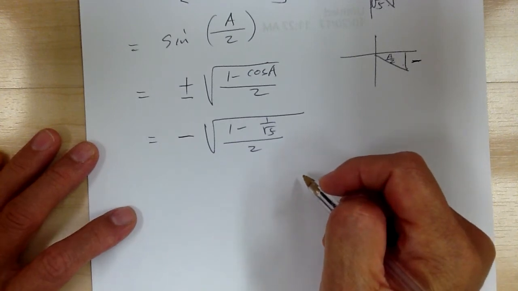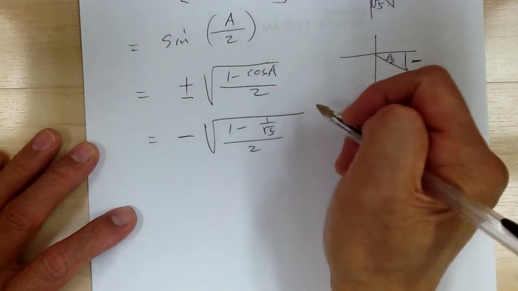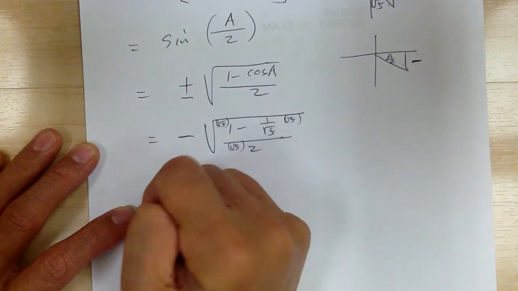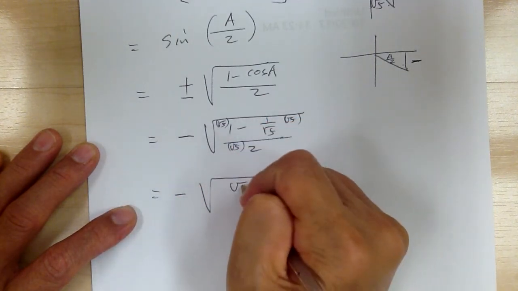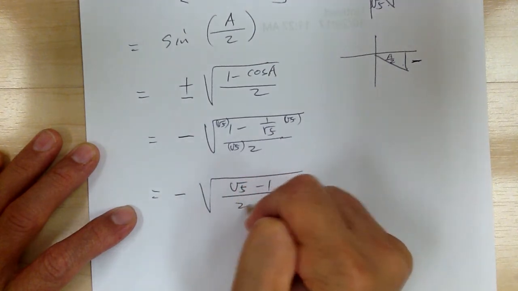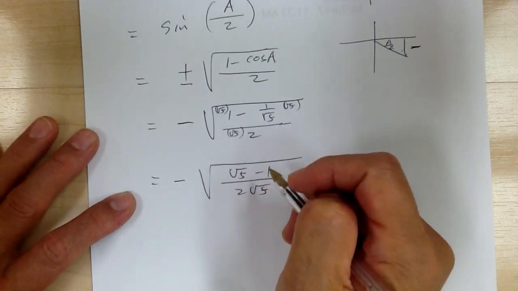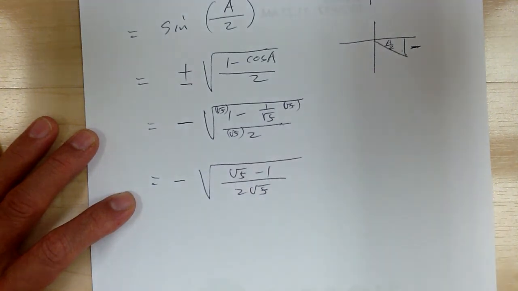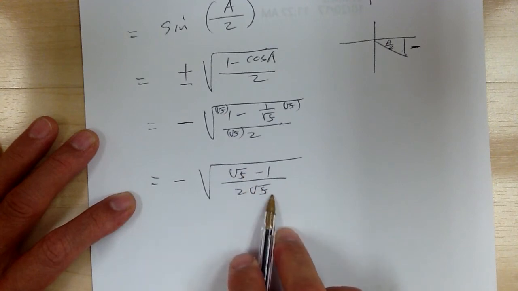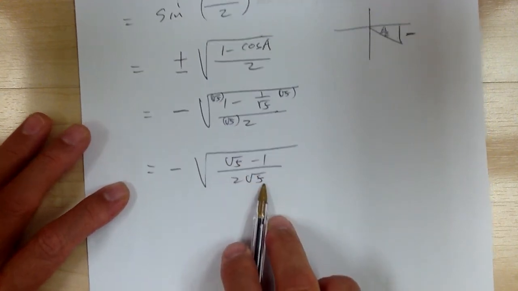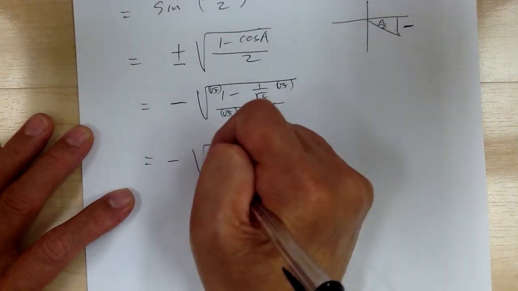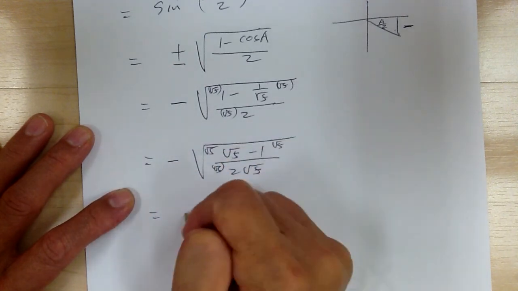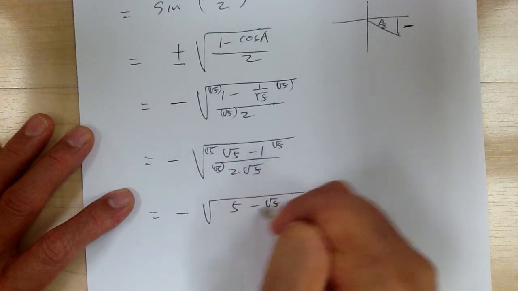Again, when you have a complex fraction, you multiply everything by the common denominator. So multiply by square root of 5. This is equal to negative square root of 5 minus 1 over 2 square root of 5. In this case, you've got too many square roots, so what the book did is they multiplied by square root of 5 again. And so you end up with negative 5 minus square root of 5 over 10.